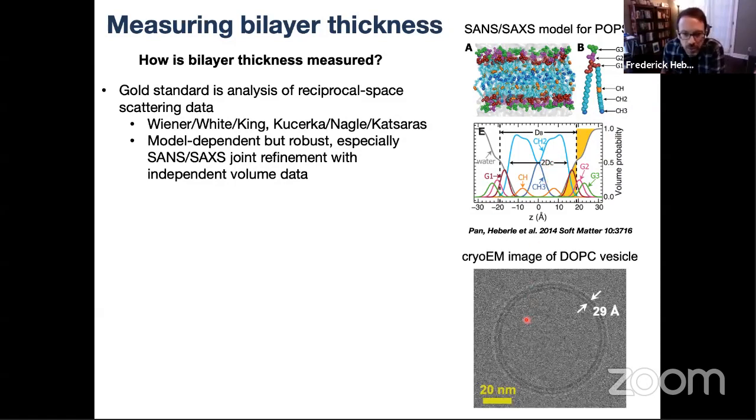Now here's a cryo-EM image of a DOPC vesicle that clearly shows this double line feature. So I'll tell you now, but I'll show you later that the distance between the dark lines in this image is about 29 angstrom.